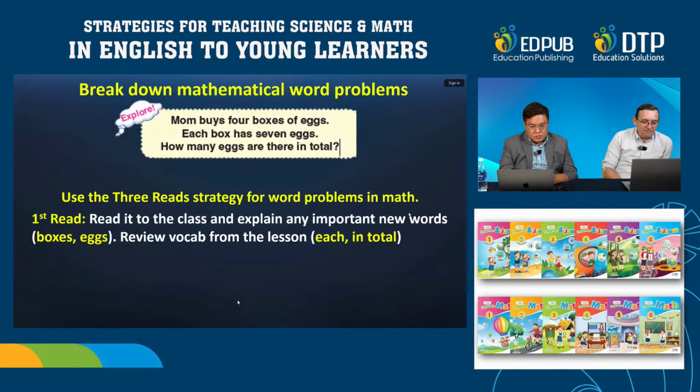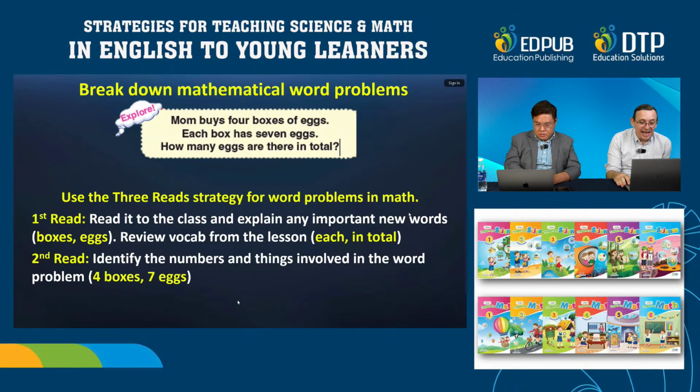So in the first read, we read it to the class and explain any important new words. Maybe boxes or eggs might be new. We also review vocab from the lesson, so each, or in total, maybe. So this is the first read. In the second read, we identify the numbers and things involved in the word problem. So we can see we've got 4 boxes and we've got 7 eggs in each box. So we pull them out and explain them.